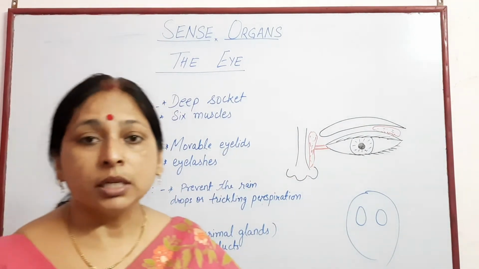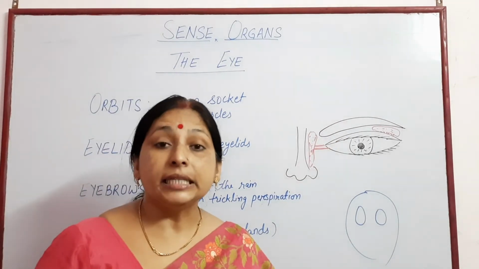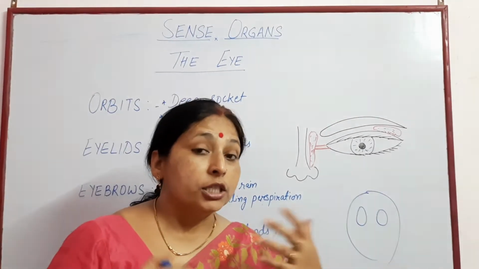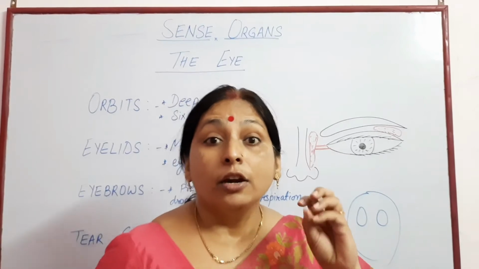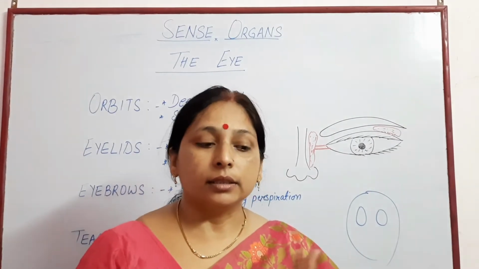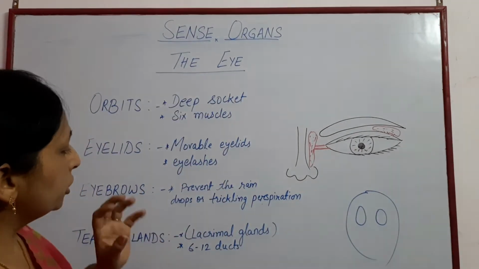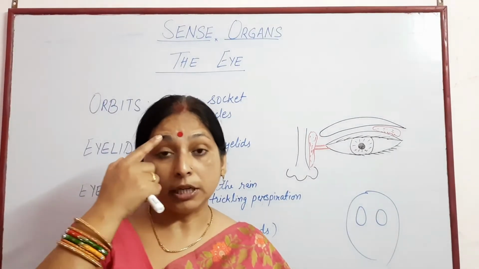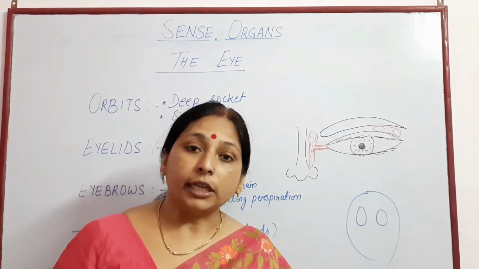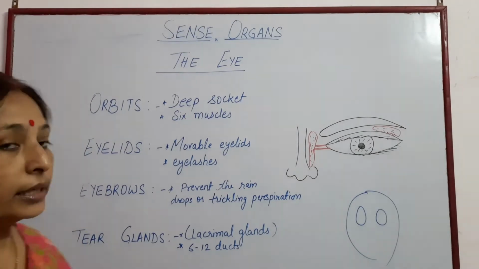Next is eyebrows. Eyebrows are thick hairs present over the eye, and they have a specific function. They are not just for beautification, they have a specific function in the body, and that is protection of the eye. They prevent raindrops and trickling perspiration from getting inside the eye. So this is again a kind of protection of the eye. Eyebrows are for protection.